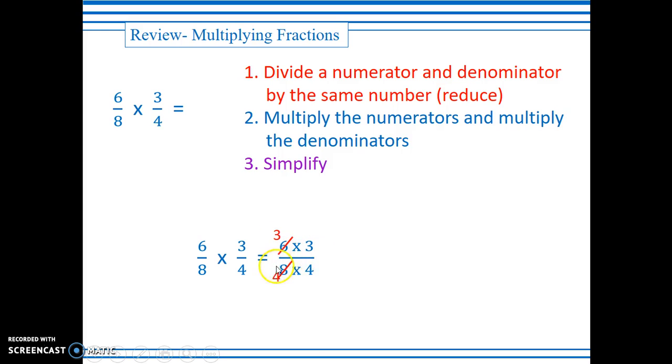Now, I don't think I can do any more reducing. I've got 3's, which are prime, in the numerator, and 3 does not go into 4. So I'm going to get 9/16 as my answer, and again, the factors of 9 are 3 and 9, and neither 3 nor 9 will go into 16, so that is my simplified answer.